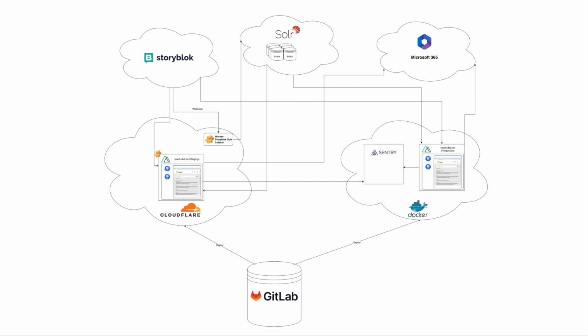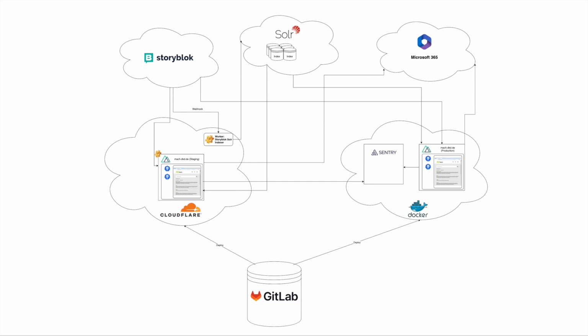So let's have a look at the big picture. We have GitLab, which deploys our website and our workers to the Cloudflare cloud. We have Storyblok, the CMS. We have a cloud for the Solr search engine. And we have other services like Microsoft for emailing or other web services.